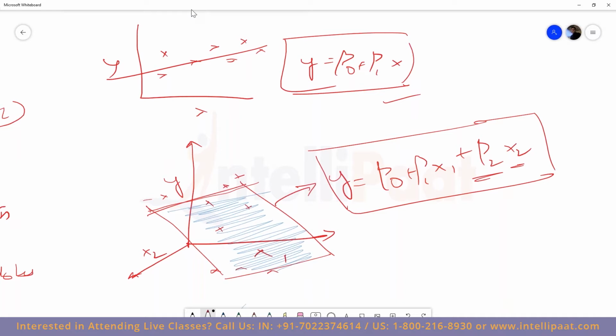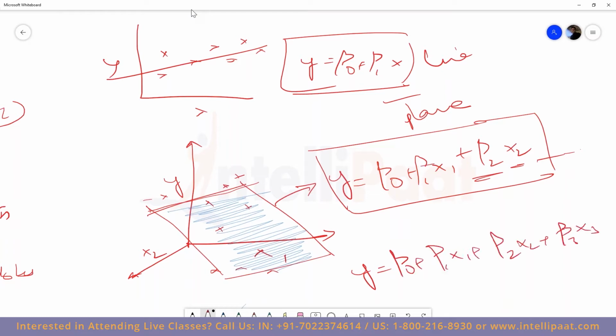This is a line, this is a plane. But what if I have more than these? We call that a hyperplane. So y is equal to beta naught plus beta 1 x1 and so on. We call this a hyperplane. And how does it look? It's hard to envision a hyperplane, but imagine, take a piece of paper in both your hands. It's not like a dice.